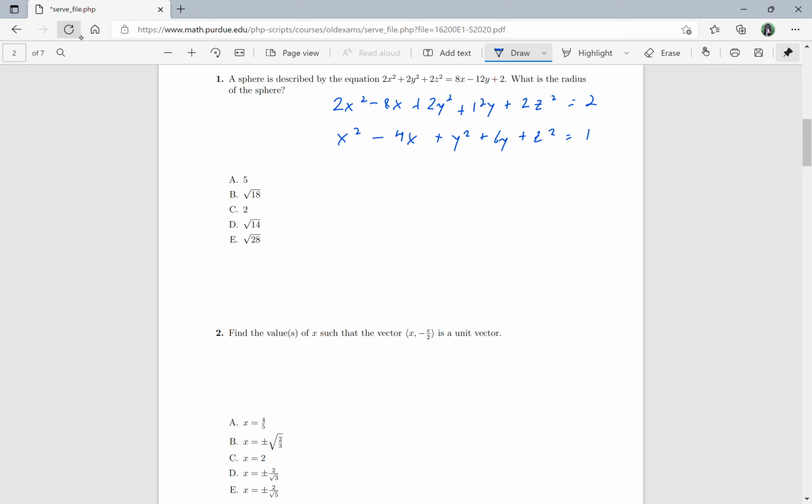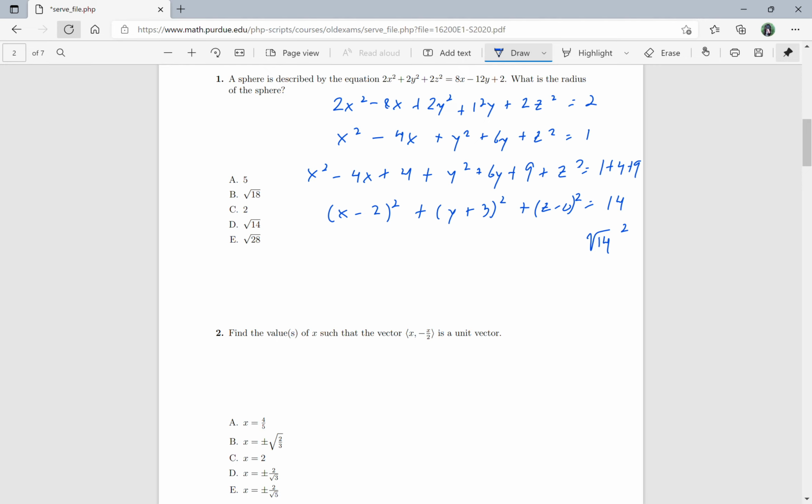We're going to complete the squares. We're going to add half of negative 4 squared, which makes 4. Similarly for y, half of 6 squared makes 9. We have to add the same thing to both sides. We've got perfect squares, so we have a sphere centered at (2, -3, 0), with a radius of radical 14.